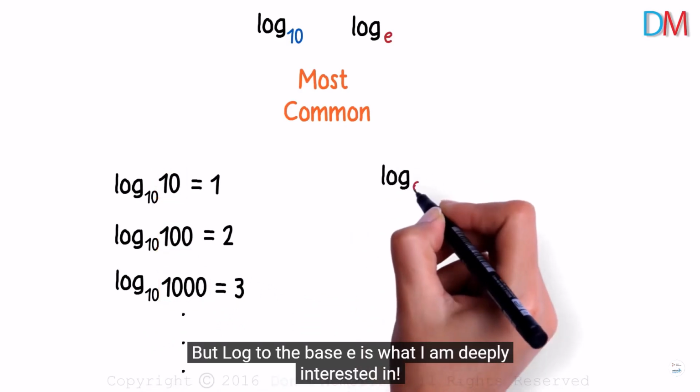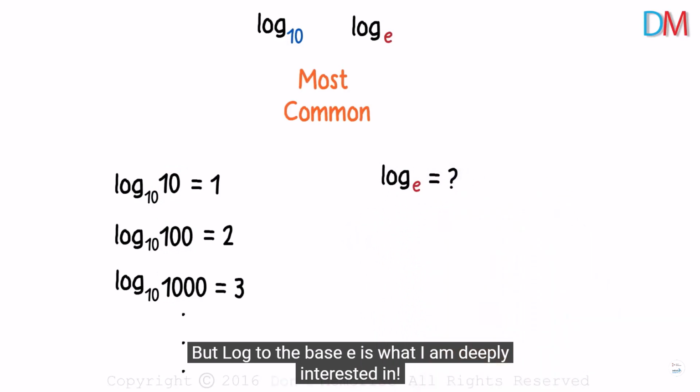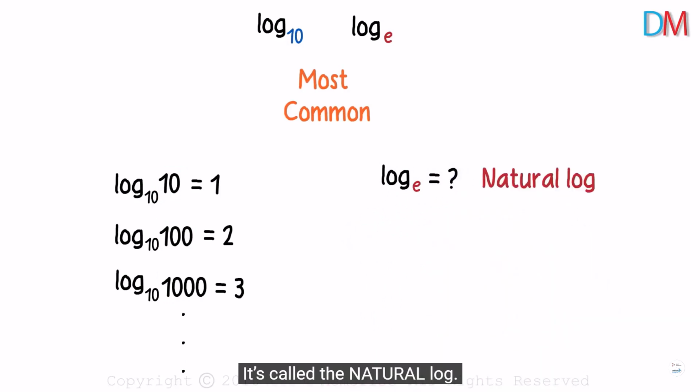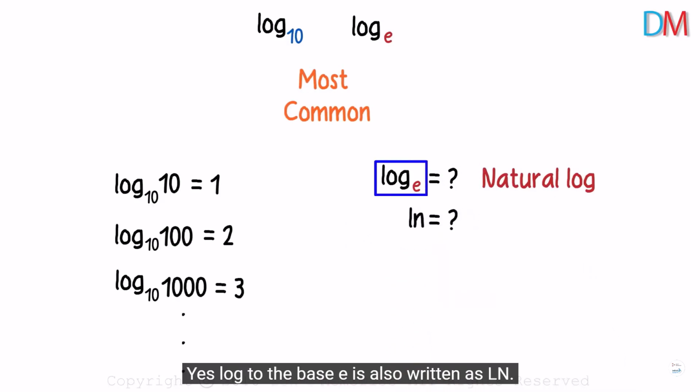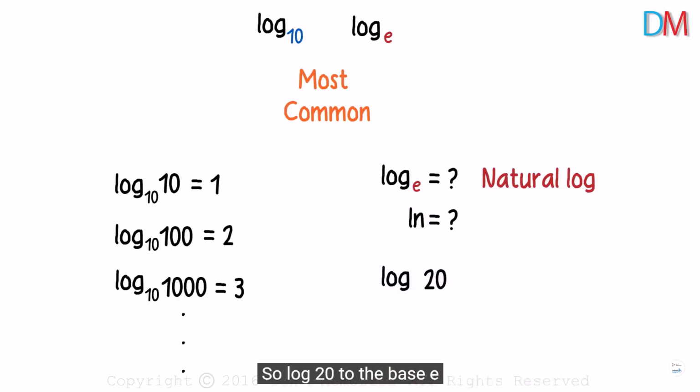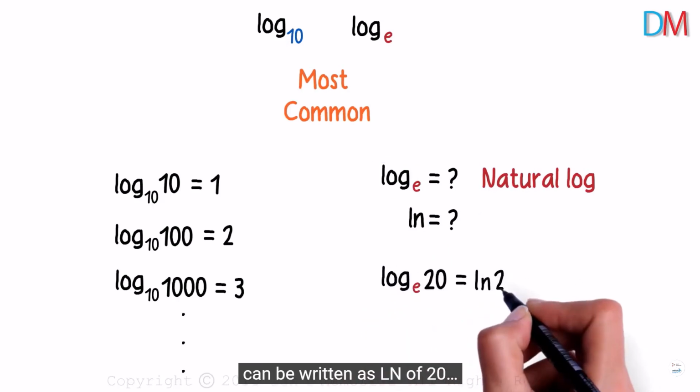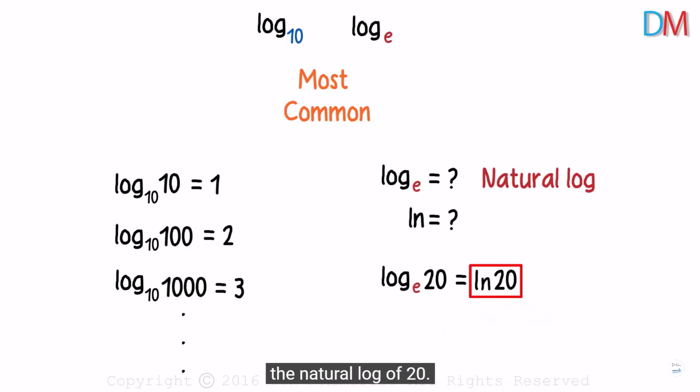But log to the base e is what I'm deeply interested in. It's called the natural log, and it's also written as ln. Yes, log to the base e is also written as ln. So log 20 to the base e can be written as ln of 20, the natural log of 20.